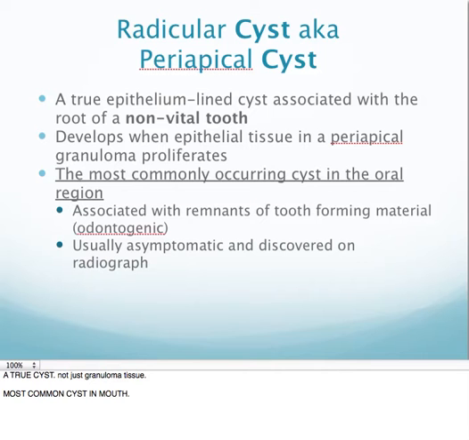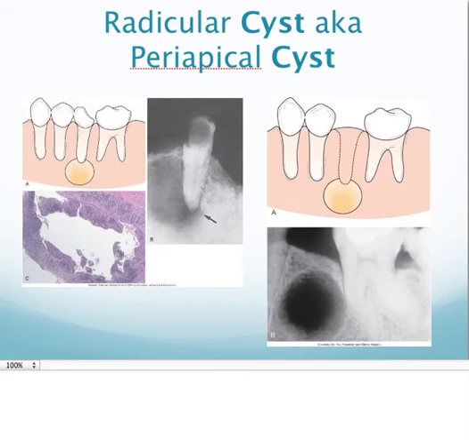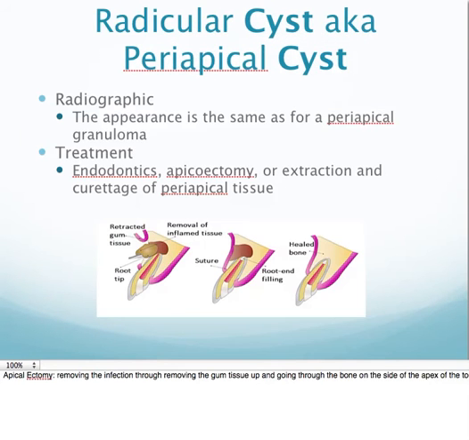So, what is the most common cyst in the mouth? It's a radicular cyst or a periapical cyst. There's a picture of it right there, you can see. To treat it, sometimes you have to have an apicoectomy, which is a way to remove the infection through the gum tissue, going up and around the apex. So basically you go through the bone on the side of the apex of the tooth. You don't go directly through the apex.